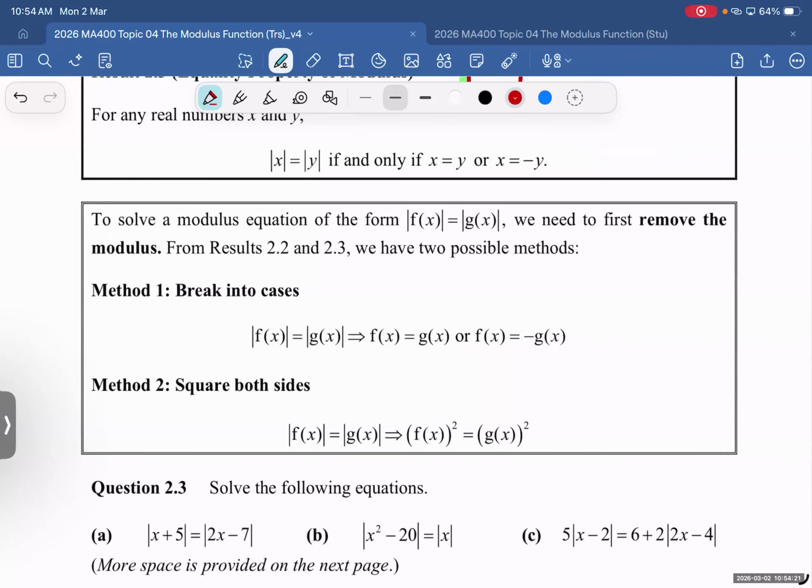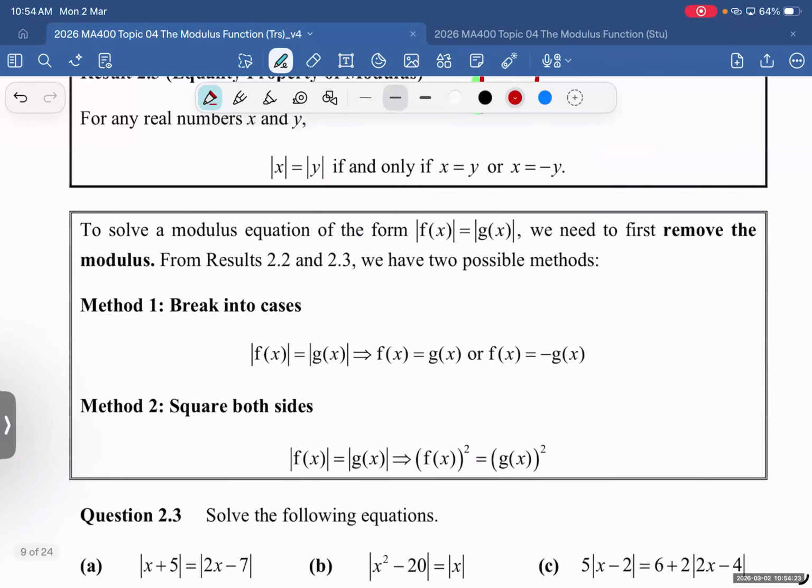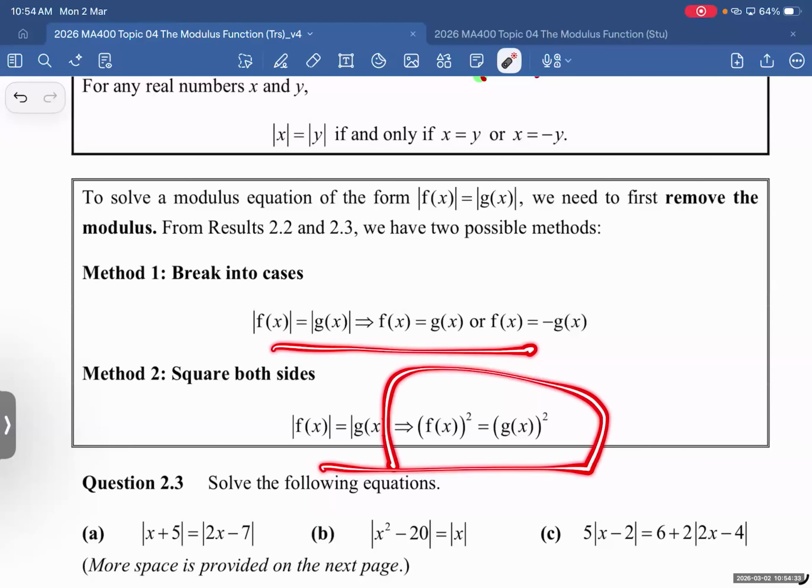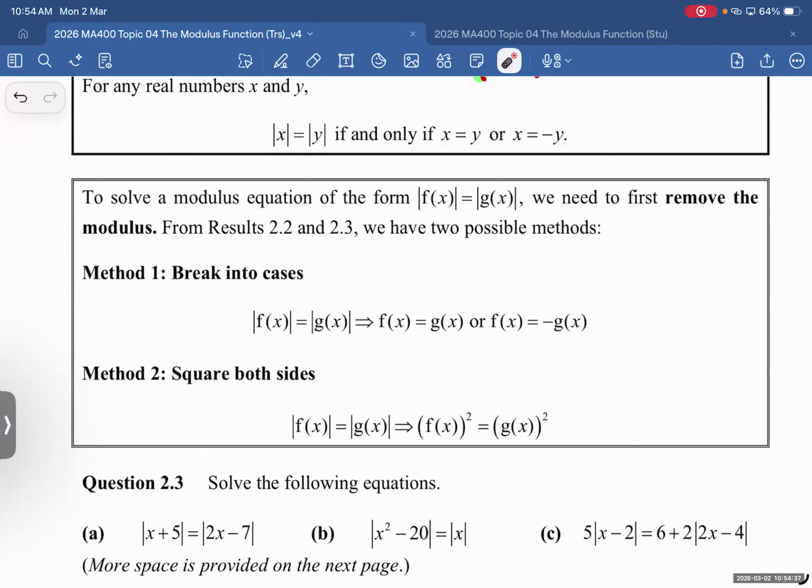Okay, so 2.3. Listen carefully. You break into cases. There are times where you break into cases, and there are times where you square both sides. Okay, are you listening? Are you with me? I need you paying attention.